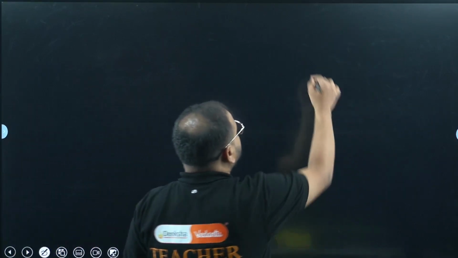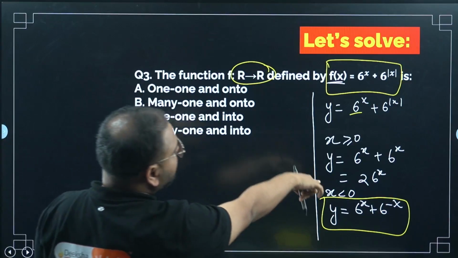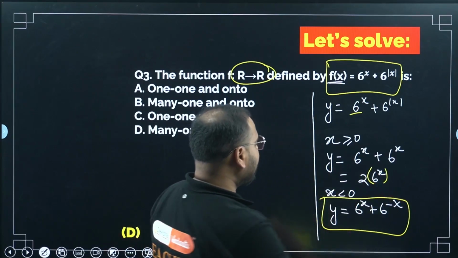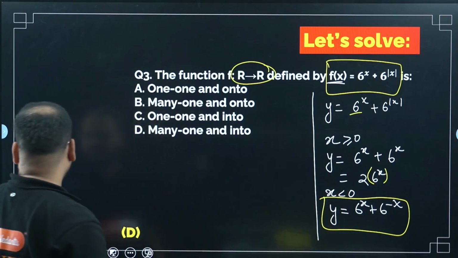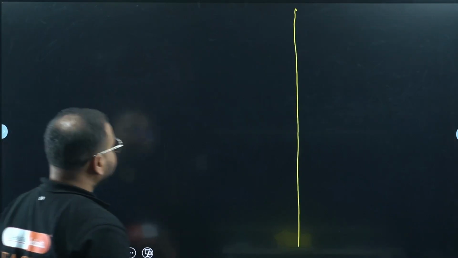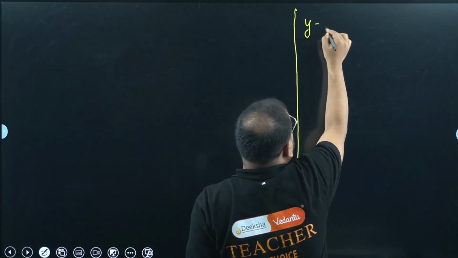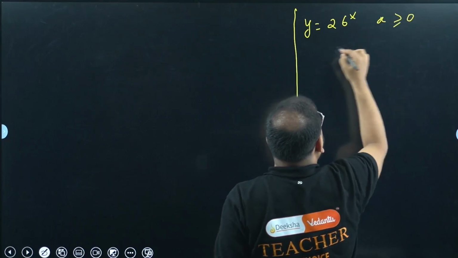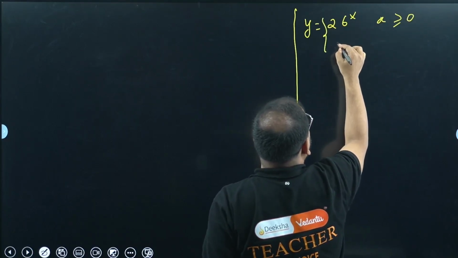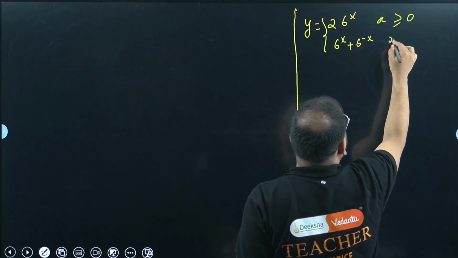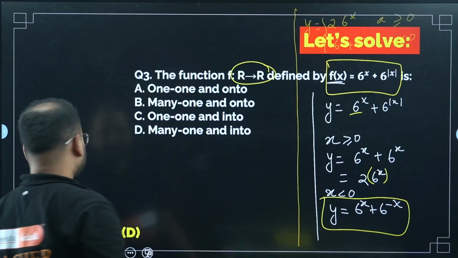Now I will use the concept for this particular question. The function is 2 into 6^x, and 6^x plus 6^(-x). Okay, so y equals 2 into 6^x when x is greater than 0, and it is also equal to 6^x plus 6^(-x) when x is less than 0. Let's quickly check it. Correct, sir.